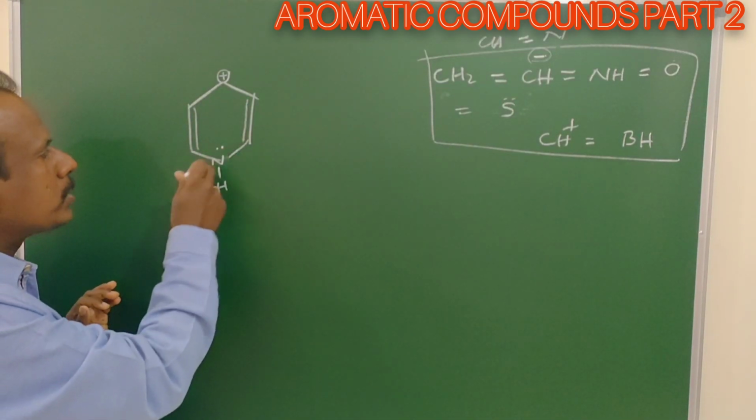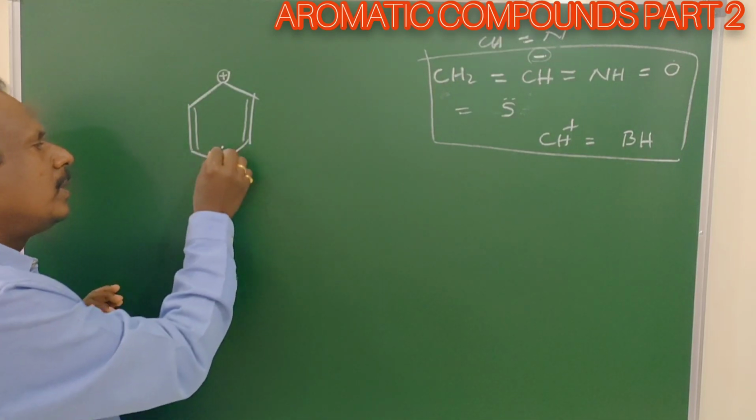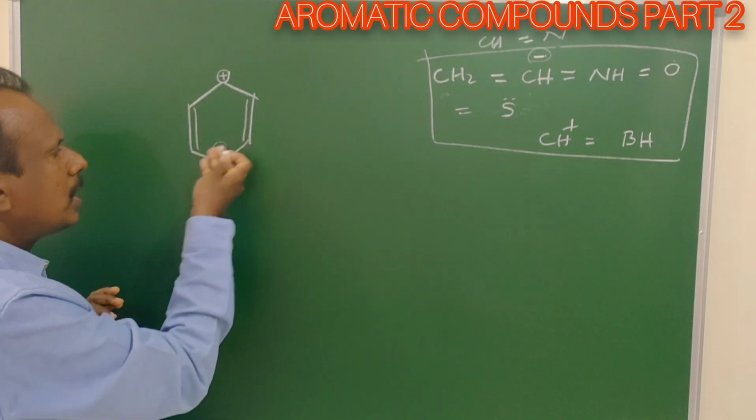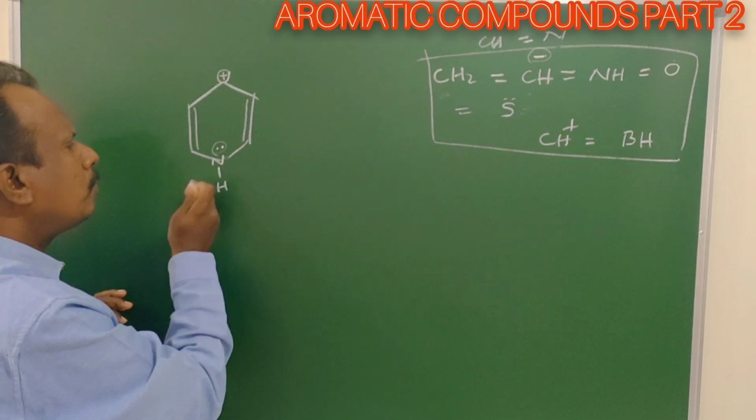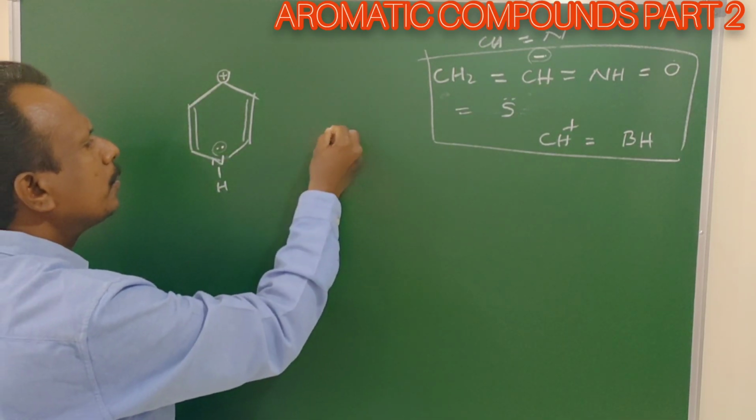It is a heterocyclic 6-membered aromatic compound. The lone pair is present in delocalization. Total electrons 6. All are sp2 hybridized atoms. Planar and follows Hückel's rule. So it is an aromatic compound.